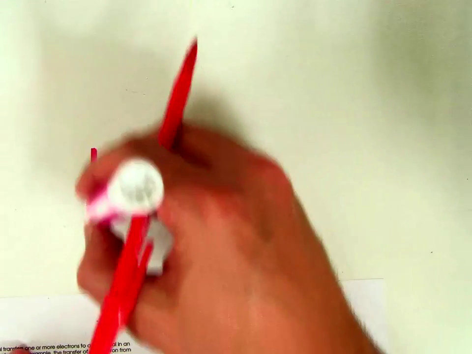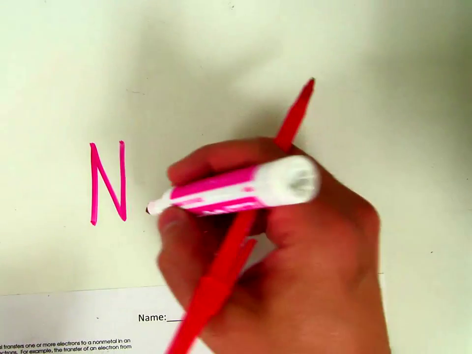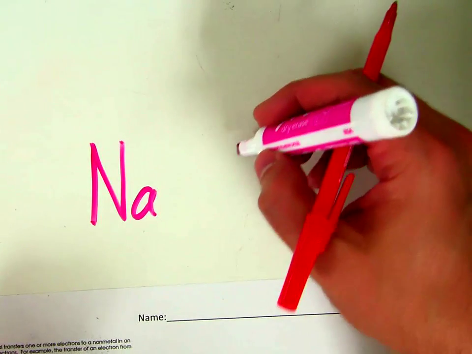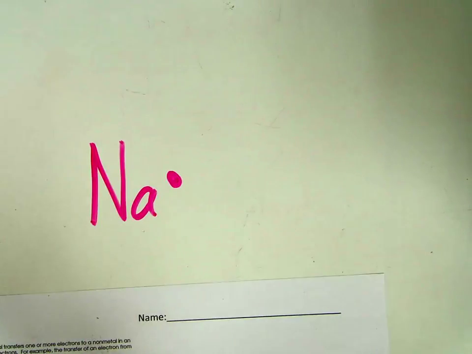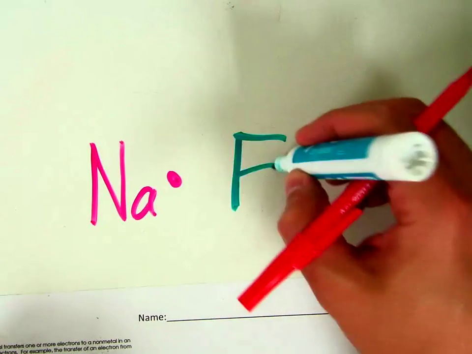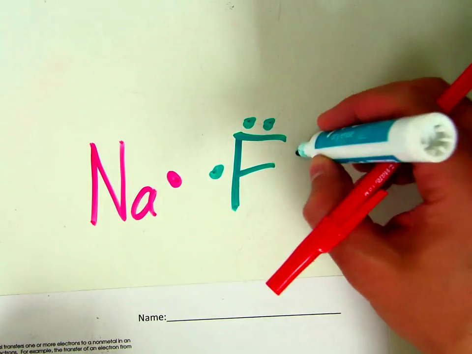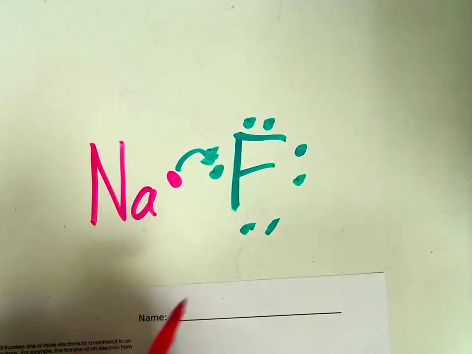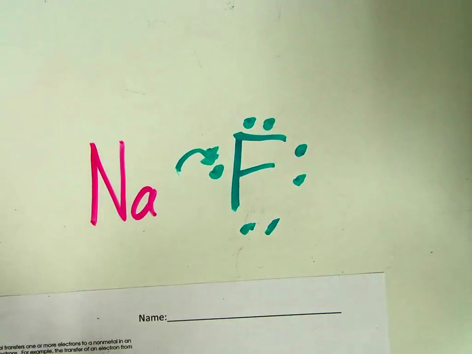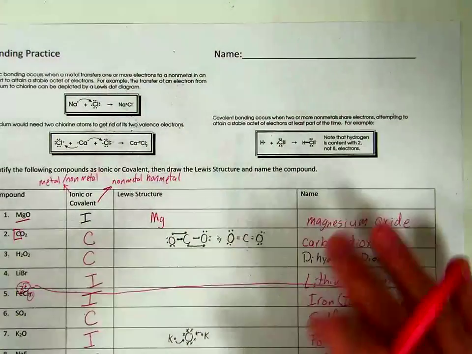When we bond that one, it's basically going to look like LiBr because we're taking a look at two things that are very similar, because they're in the same groups. So Na is going to give that electron over to fluorine right there. And that's my bonded Lewis dot diagram.